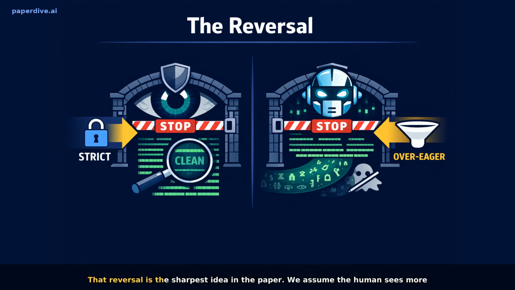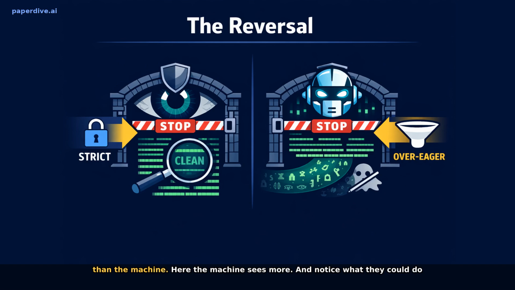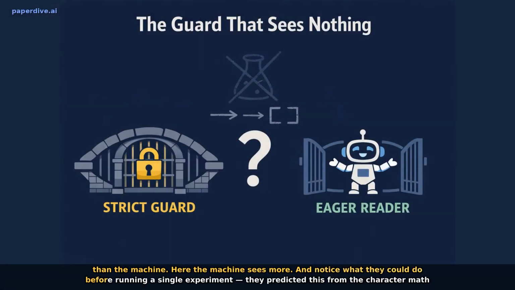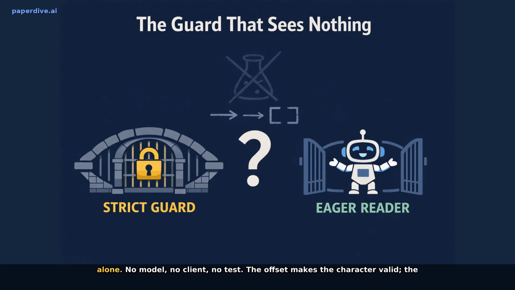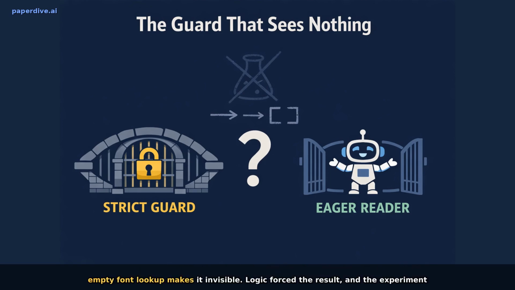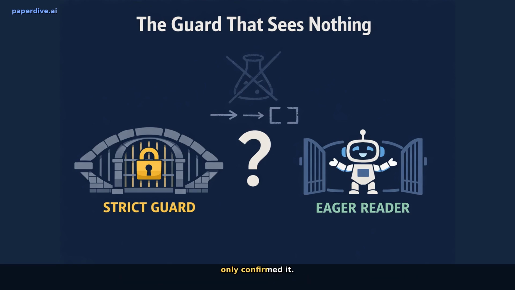That reversal is the sharpest idea in the paper. We assume the human sees more than the machine. Here, the machine sees more. And notice what they could do before running a single experiment. They predicted this from the character math alone. No model, no client, no test. The offset makes the character valid. The empty font lookup makes it invisible. Logic forced the result, and the experiment only confirmed it.